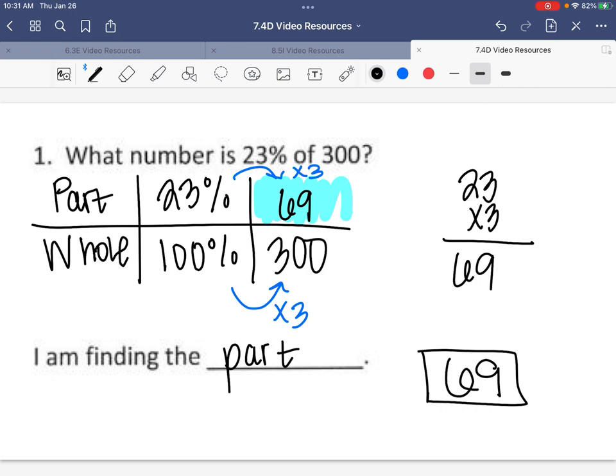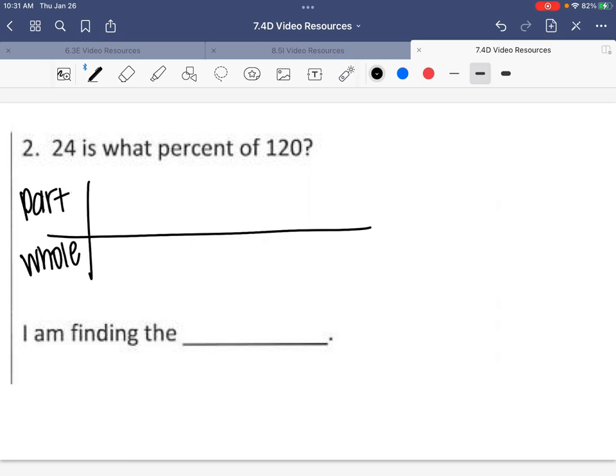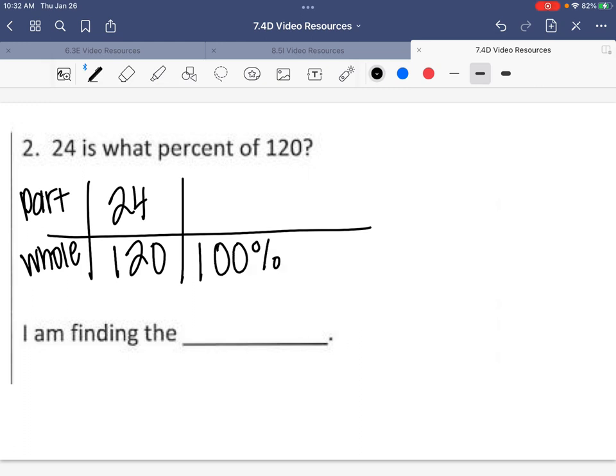Okay, let's look at one more. For number 2, it says 24 is what percent of 120? And so again, I'm going to make my part and my whole table. And it says 24 is what percent of 120? So 24 is the part out of the whole of 120. And we want to know the percent, which is always based out of 100%.